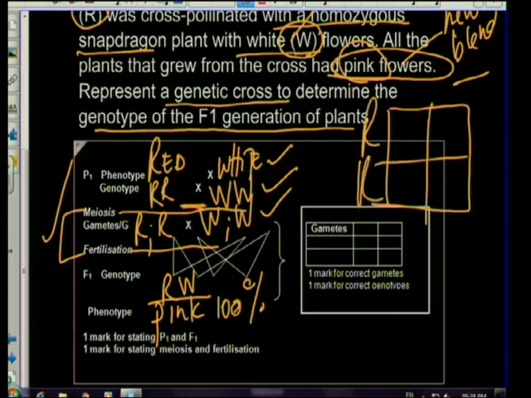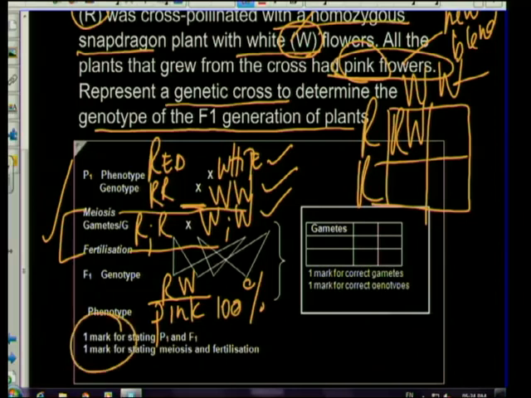Capital R, capital W, all of them will be RW, and therefore you're going to show that. Here are the other marks that I'm talking about. One mark for putting P1, I forgot about that one again, sorry. P1 and F1, that's another mark that you can get, in its right place, and meiosis and fertilization.